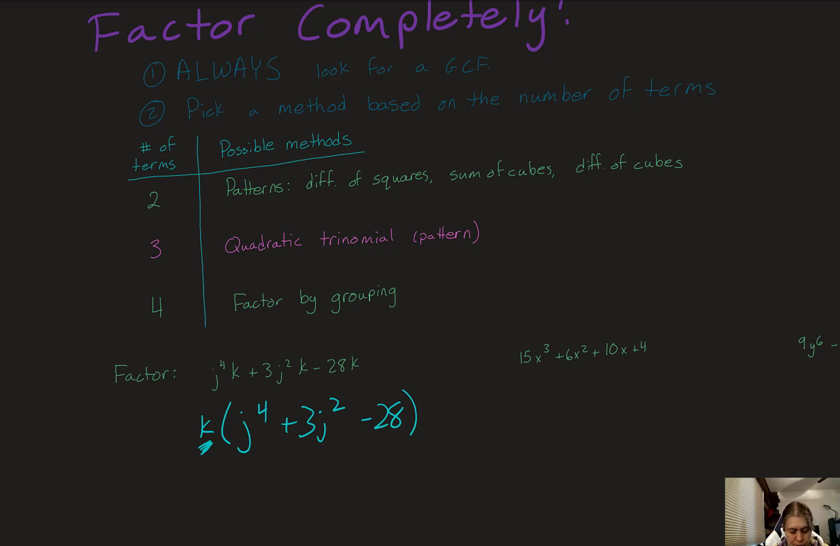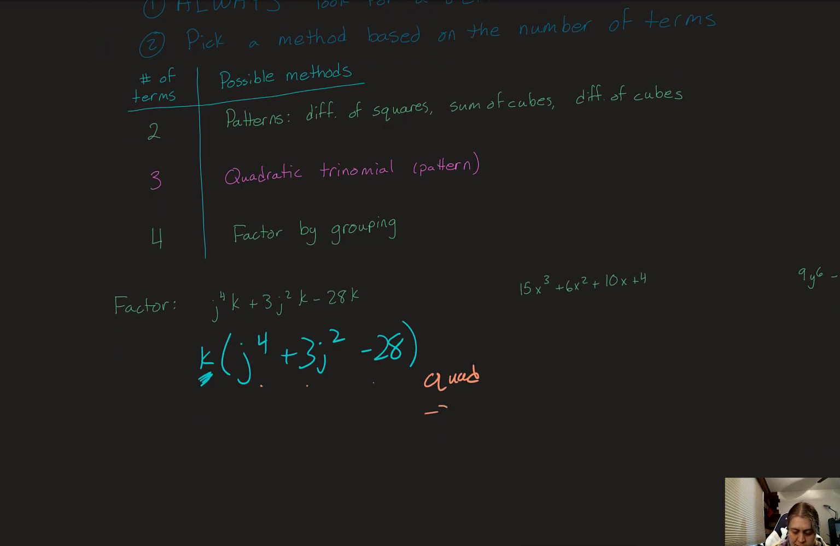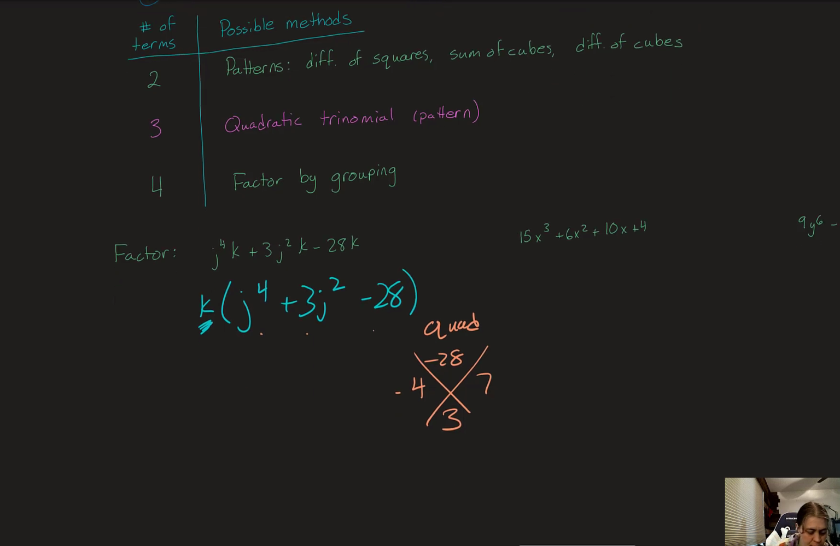Now I've got 1, 2, 3 terms, so this is a quadratic type of pattern. What multiplies to negative 28 but adds up to positive 3? 28 is a 4 and a 7. And if I made the 4 negative, that would multiply to give me a negative 28 and add to be a positive 3. So we're going to have the k, and then j squared minus 4, j squared plus 7.